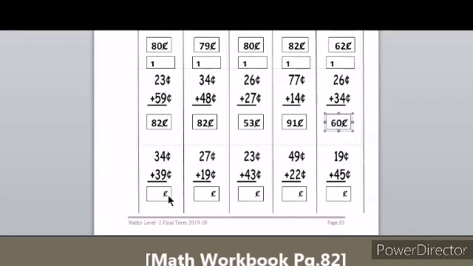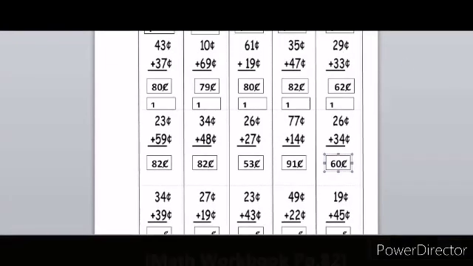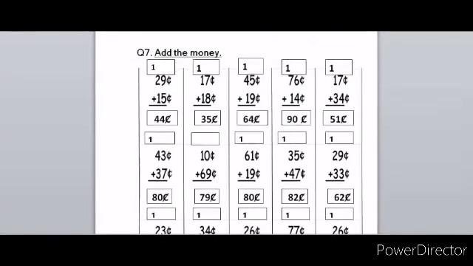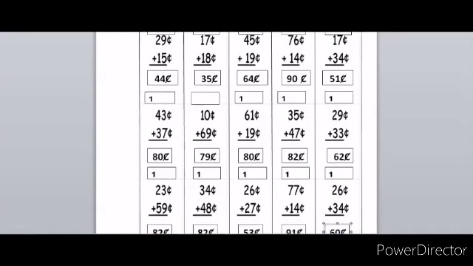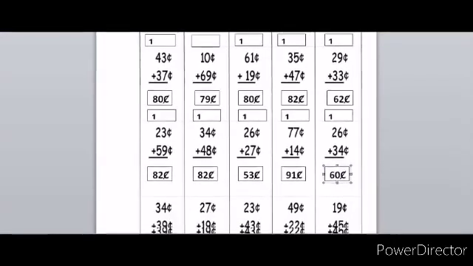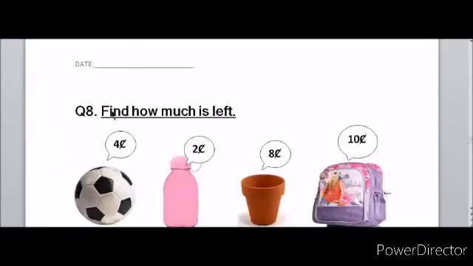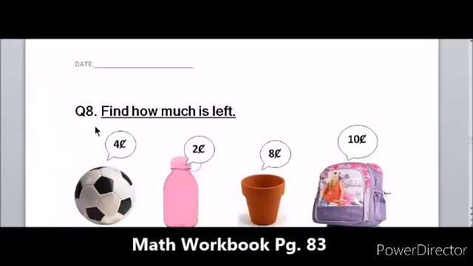For the whole page I will give you the answers. I will upload the worksheet in our website. You can refer that and check your answers, okay? So we have done all these problems now. You also complete this page. Last 5 you try to do yourself, because it's simple addition. You have to write the units at the end. That's it. So now move on to next page.